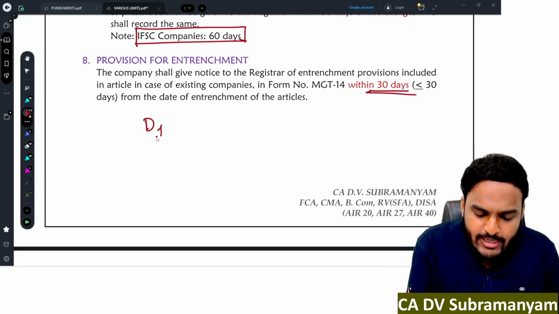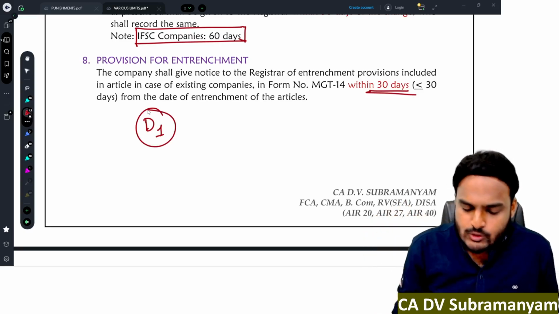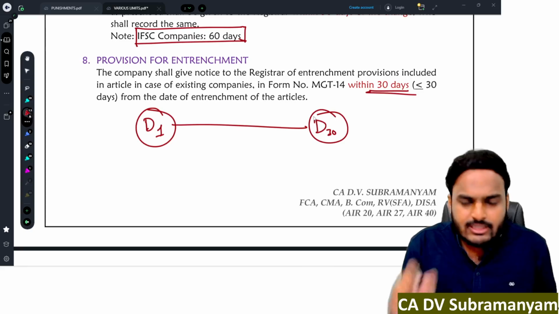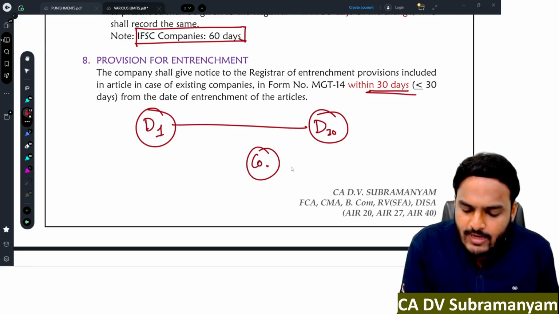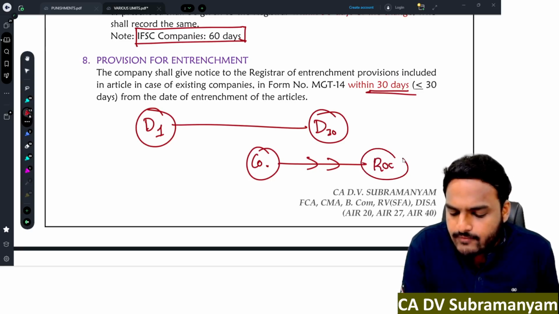So day 1 you made entrenchment, you inserted entrenchment provisions in the articles of association. Within 30 days, that means by day 30, the company has to file an intimation. Company shall intimate the Registrar of Companies.